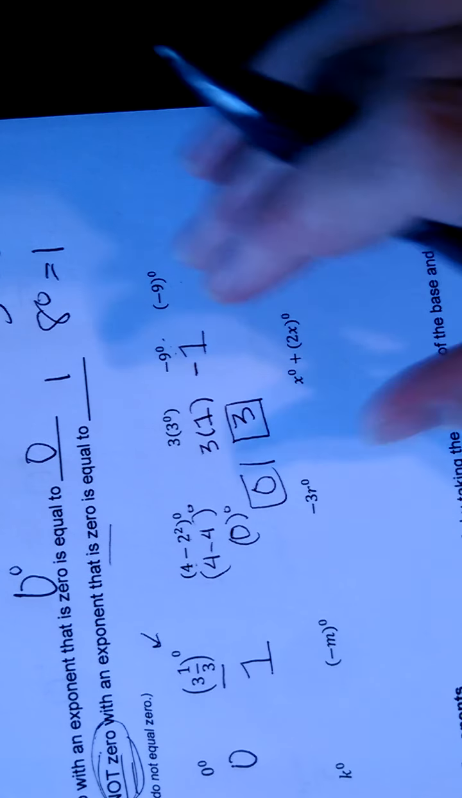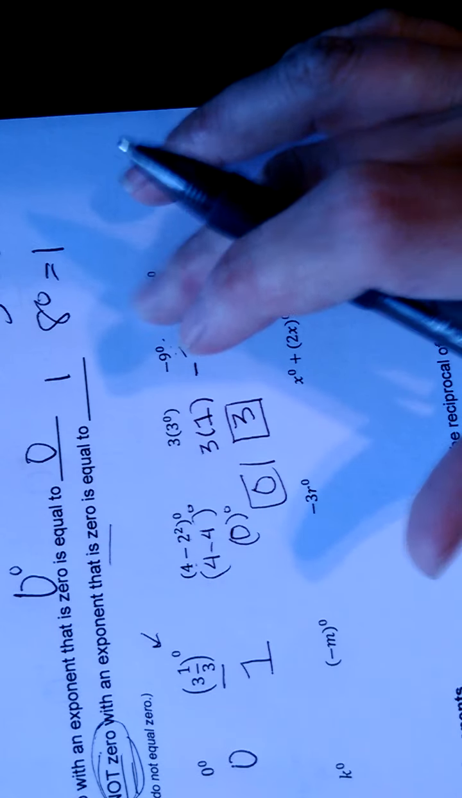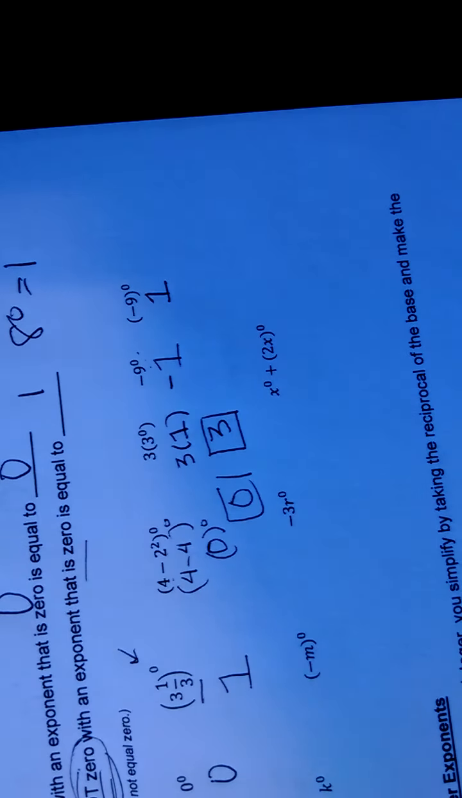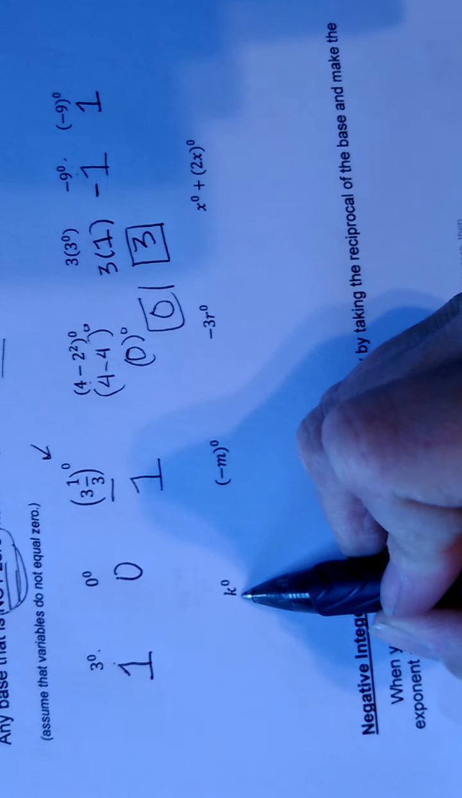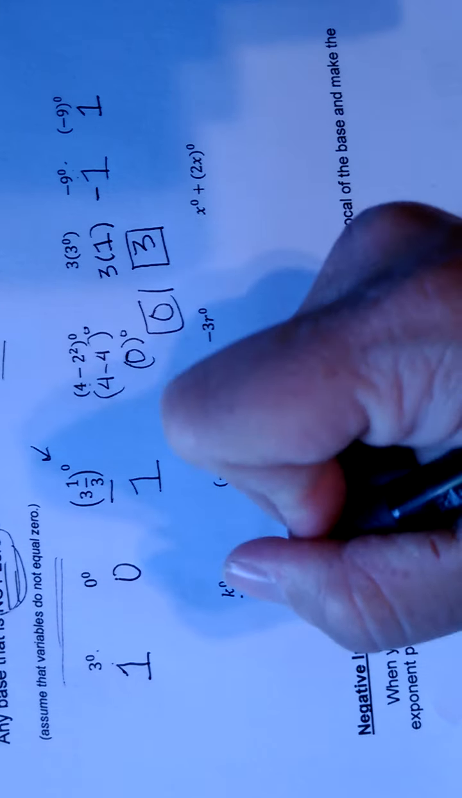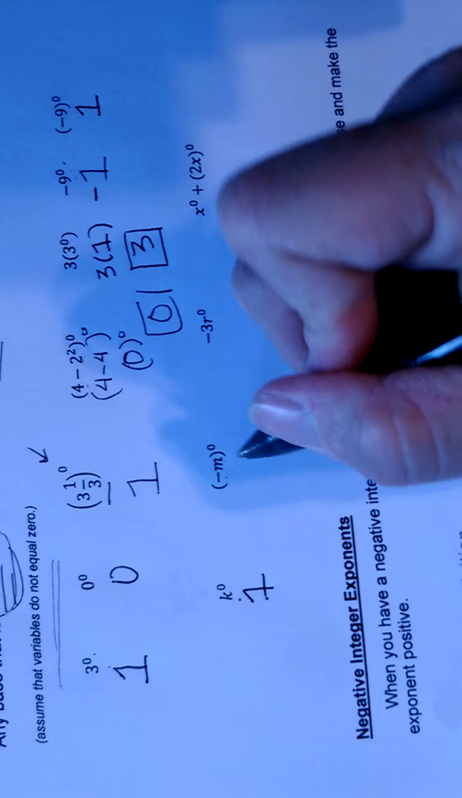Different situation here. They're raising negative 9 to the 0 power. So this entire thing to the 0 power will actually give you the positive 1 that we've been seeing show up, because when you raise anything to the 0 power, except 0 that is, you're going to get 1. This is some variable to the 0 power, and it says assume the variables are not zeros. So assuming k is not 0, this should give you 1. Here's another example of raising something to the 0 power. It gives me 1.